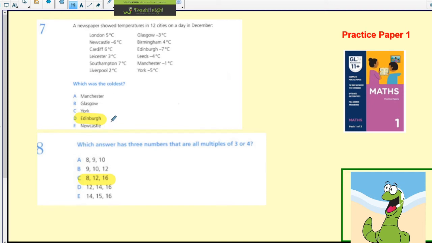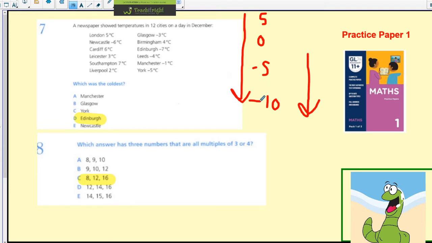Question 7. A newspaper shows temperatures. Which was the coldest? So that's the largest negative number. So again, if you always think of yourself as a number line, the coldest is going to be the biggest number down here. So obviously you've got minus 10, minus 5, 0, 5, for example. So the colder it goes, the larger the negative number. Of course, the hotter, the larger the positive number. So I think that's the mistake they're trying to trick you with. And if we look here, Edinburgh at minus 7 is the biggest negative number, therefore the coldest.